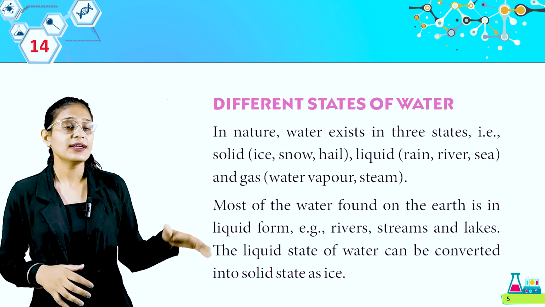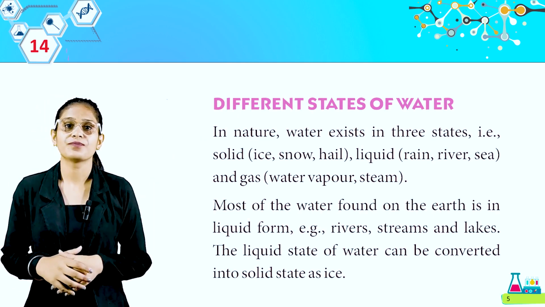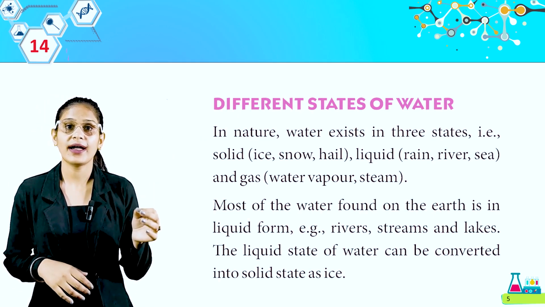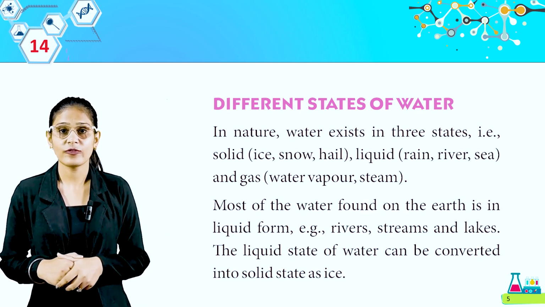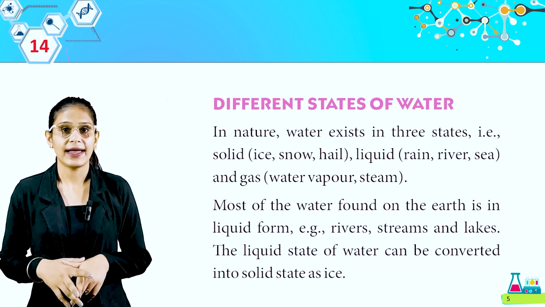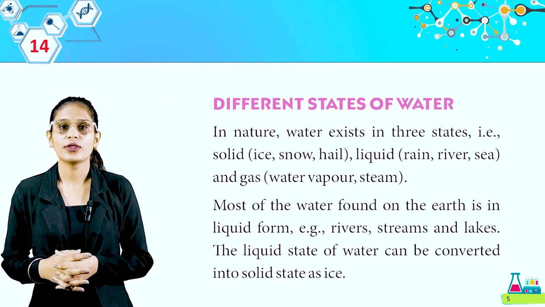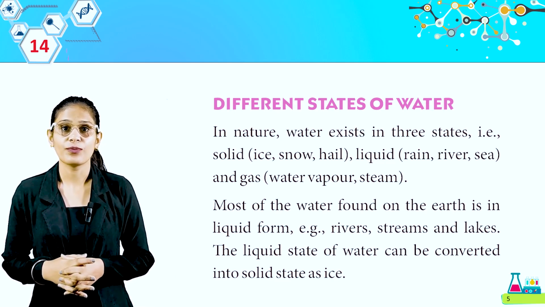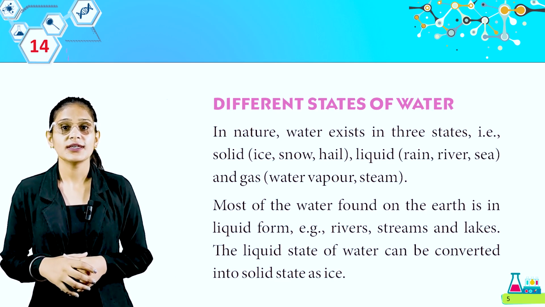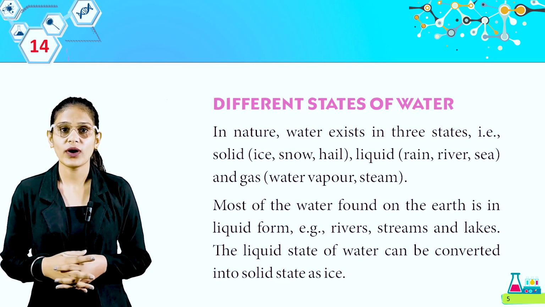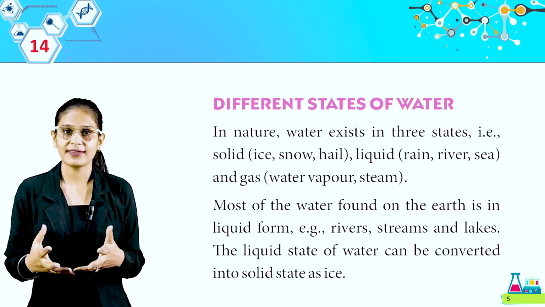Here we have different states of water. In nature, water exists in 3 states. That means solid: ice, snow, hail; liquid: rain, river, sea; and gas: water vapor, steam. Most of the water found on the earth is in liquid form. Example: rivers, streams, and lakes. The liquid state of water can be converted into solid state as ice.